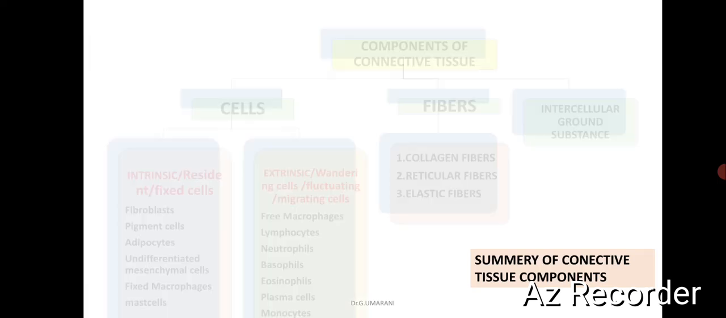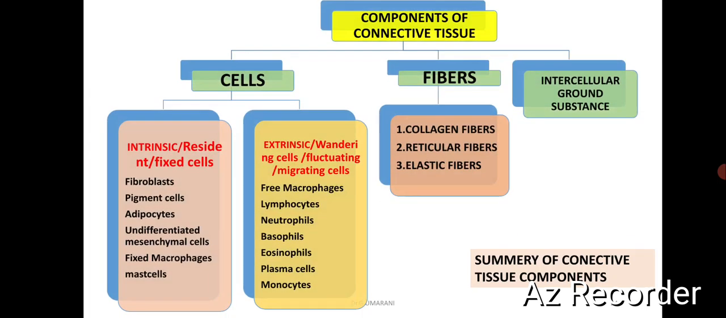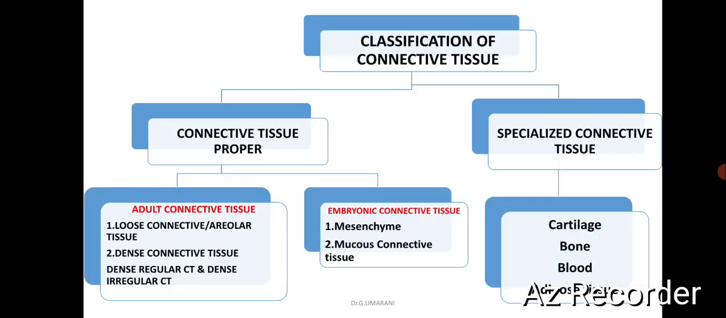So, a summary of the components of connective tissue. Three types of components are present: cells, fibers, and intercellular matrix or ground substance. Cells are grouped as intrinsic and extrinsic. Intrinsic cells are the fibroblasts, pigment cells, adipocytes, undifferentiated mesenchymal cells, fixed macrophages, and mast cells. Extrinsic cells are the free macrophages, lymphocytes, neutrophils, basophils, eosinophils, plasma cells, and monocytes. The fibers are the collagen fibers, reticular fibers, and elastic fibers.